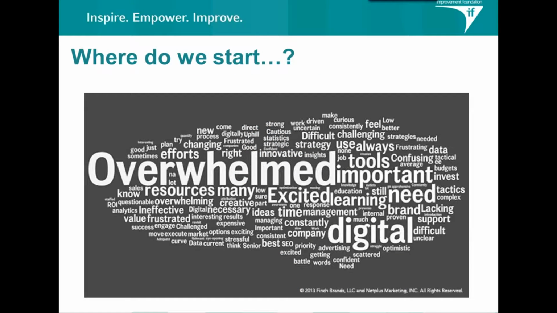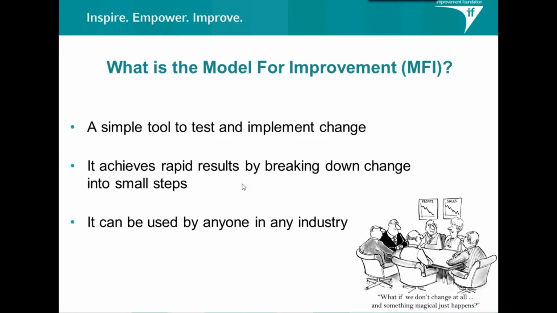So you've got all these ideas about changing the team or your data or your systems, but that's really easy to say, okay, we want to make those changes, but it's a whole lot harder to actually implement them and do it in a systematic way. So before we actually discuss the team and the data and systems, we thought we would talk to you about a quality improvement tool called the Model for Improvement. The Model for Improvement is a simple tool to test and implement change, and it also helps you achieve results by breaking change into small steps.